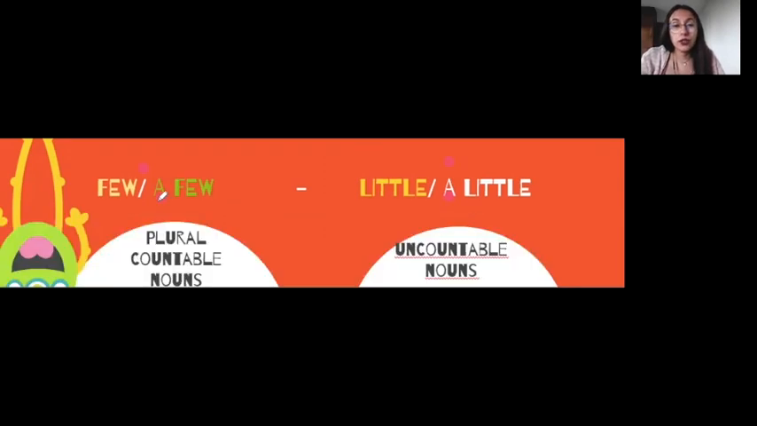Few and little traducen poco, poco o pocos. Entonces, este a few sería un poco y este a little un poco también, pero los dos traducen exactamente lo mismo. We are going to use few and a few with plural countable nouns. Vamos a utilizar este few con sustantivos contables plurales and we are going to use little and a little with uncountable nouns. ¿Ok?